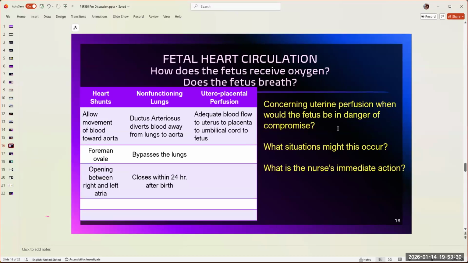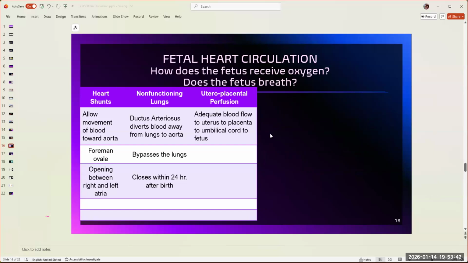So when would the fetus be in danger of compromise? I don't know why this is in here. I need to get rid of this. Don't know what I was asking.